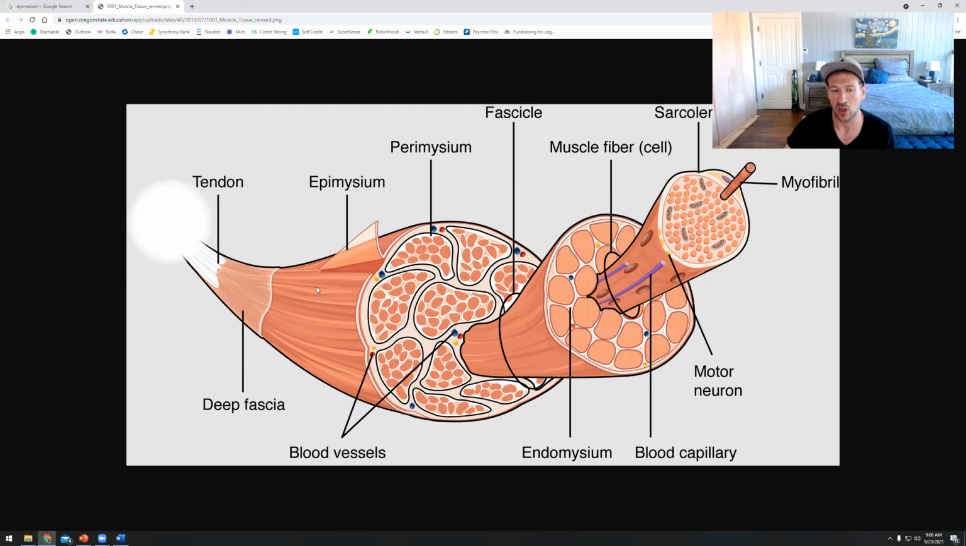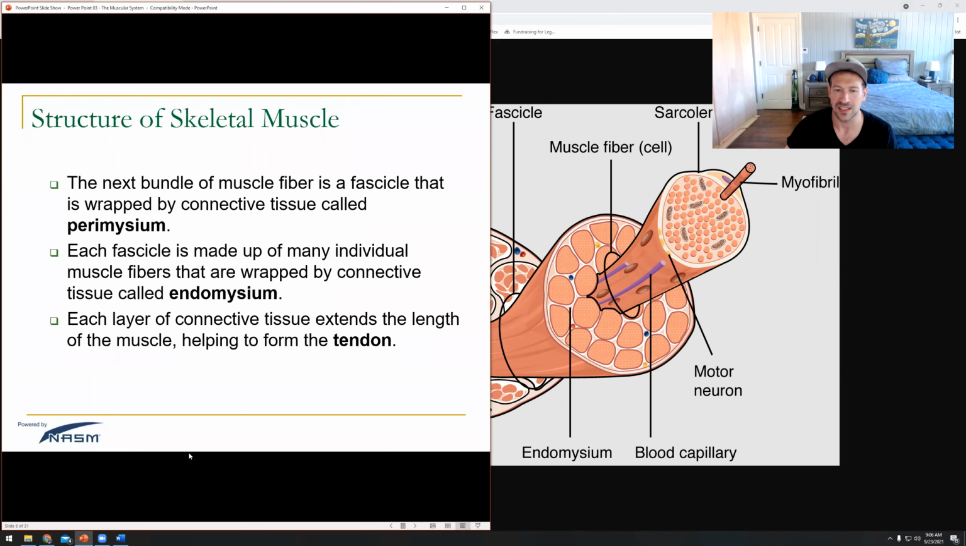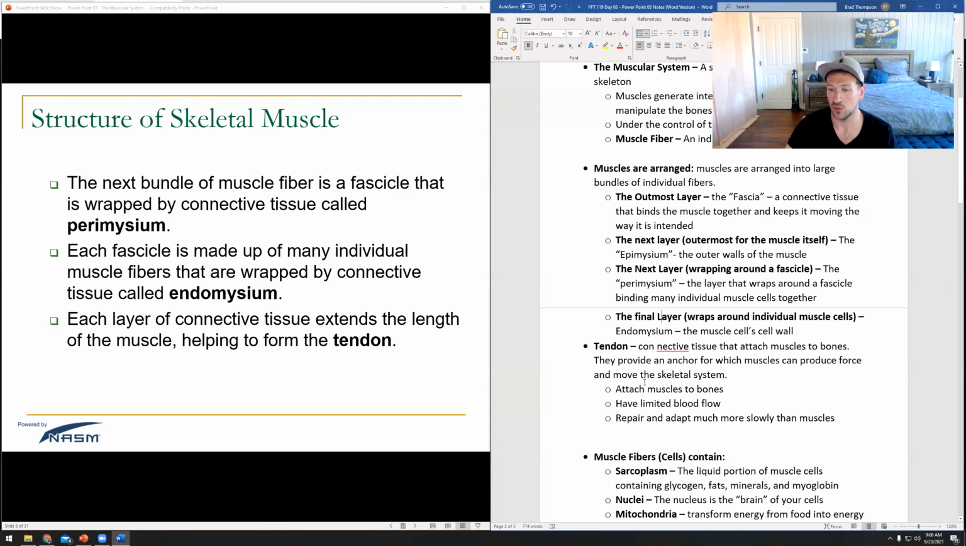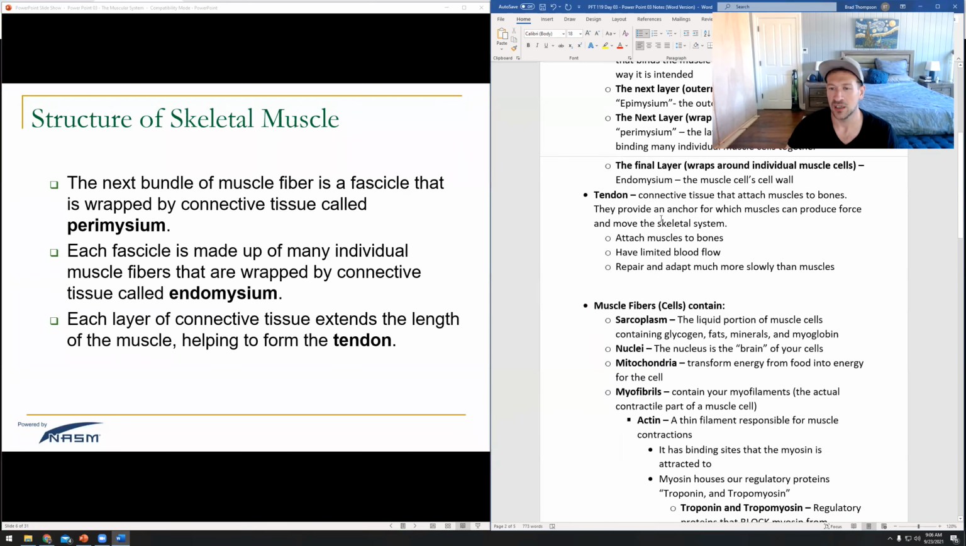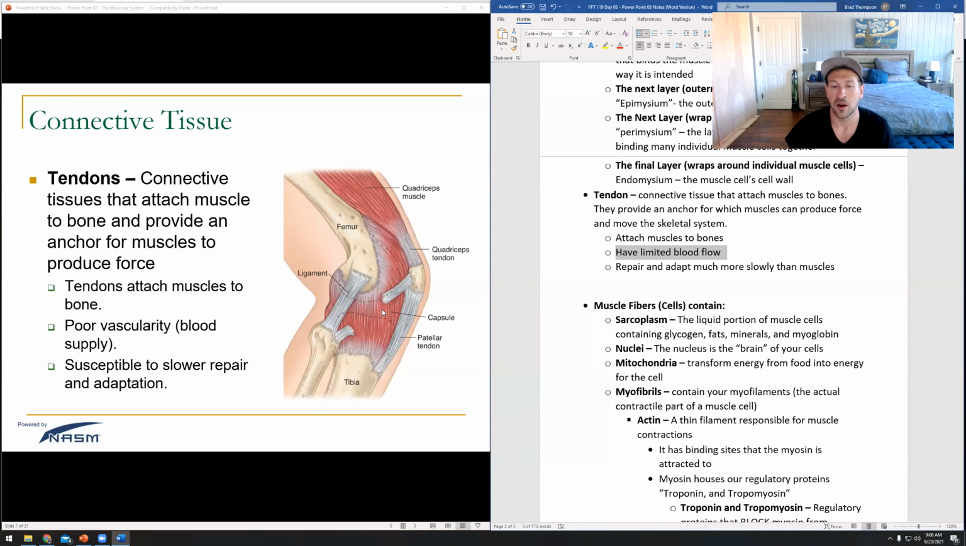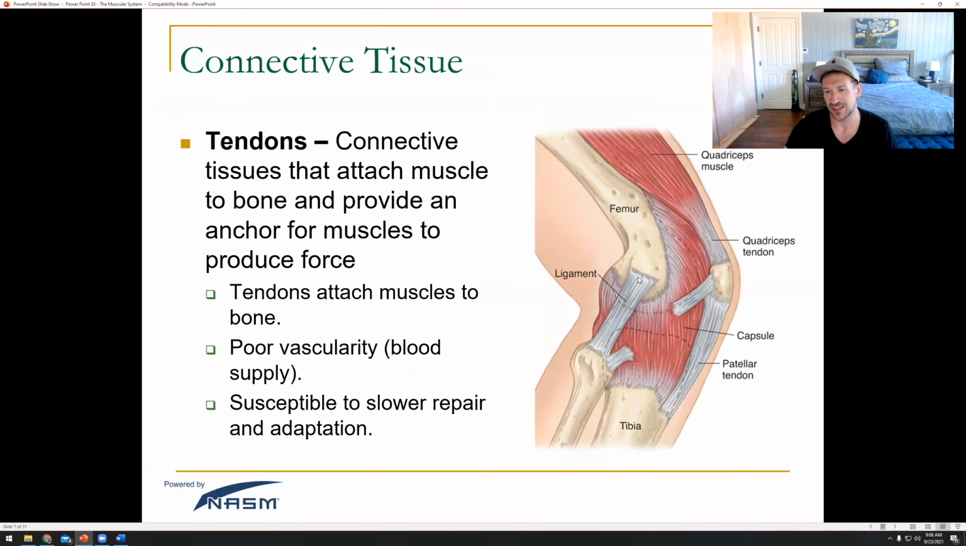So your muscle will all come together and these fibers will start to harden and stiffen and be very, very stiff and tense. And then that will become a tendon before it will actually insert onto a bone. And so tendons are connective tissue that attach muscles to bones, and they provide the anchor so that the muscle can actually produce that force on the bones and move the skeletal system around. So again, they attach muscles to bones. Again, they have very limited blood flow, and due to that limited blood flow, your tendons are going to repair much, much more slowly.